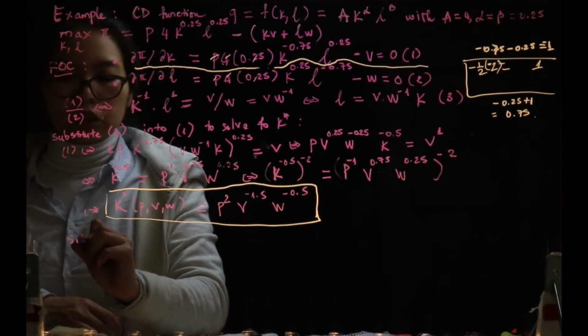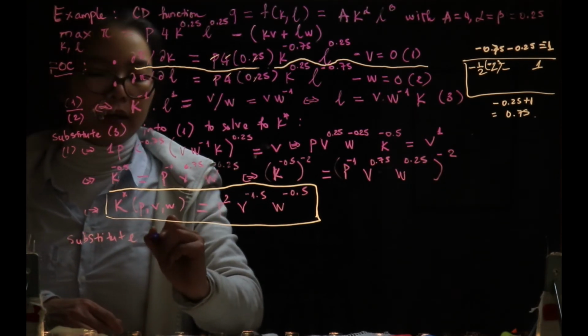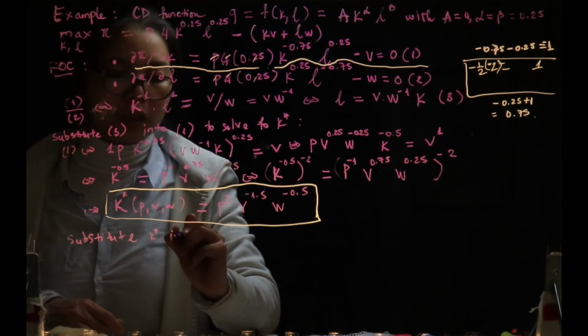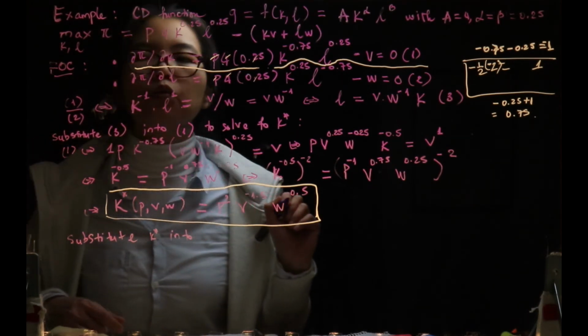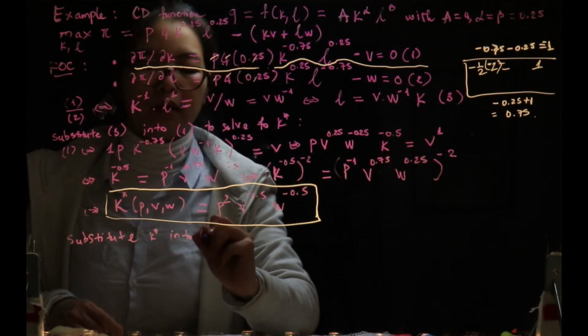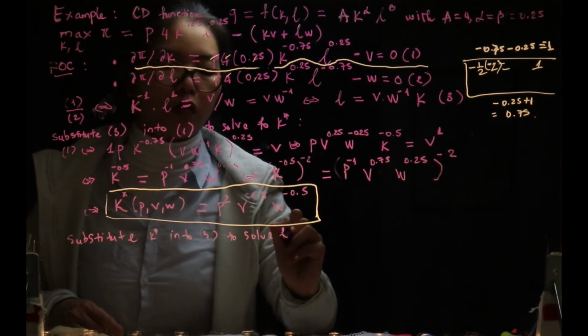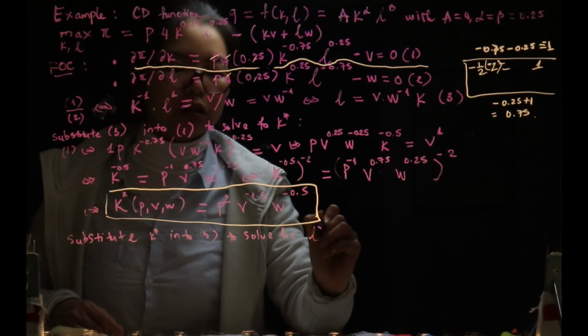Next step, we could substitute K star back into what? Into 3. Easy. To solve for L star.